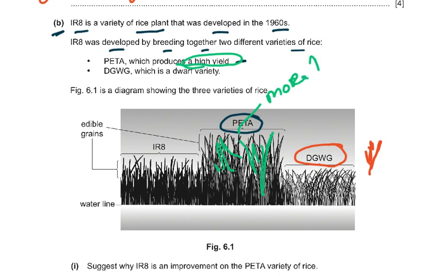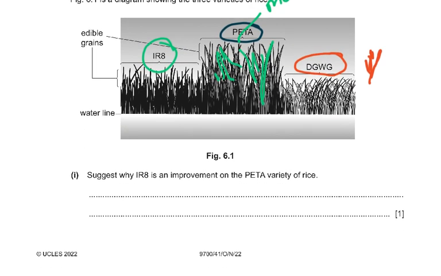But the fact that it produces a very high yield, high yield means more of the rice, but this one is a dwarf one. That means its stem is very short. So figure 6.1 is a diagram showing the 3 varieties of rice, and what we did is we developed this IR8. Now suggest why IR8 is an improvement on the PETA variety of rice.